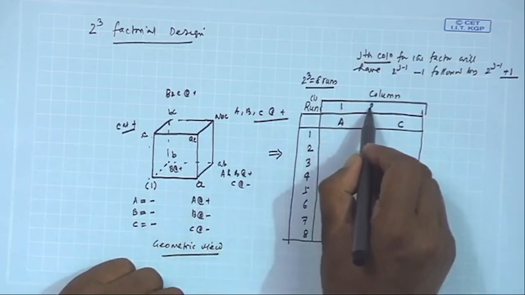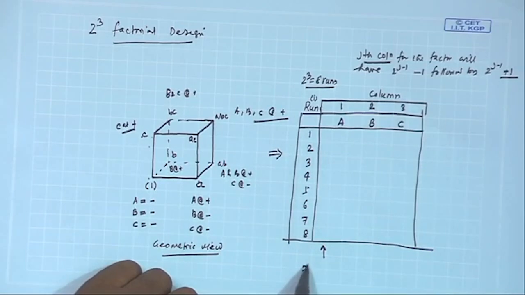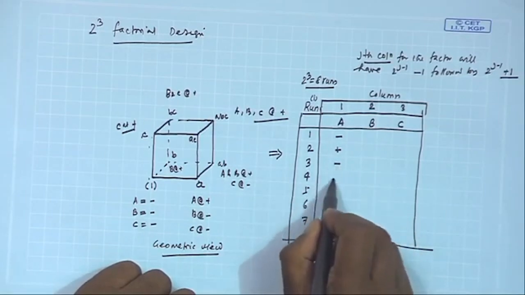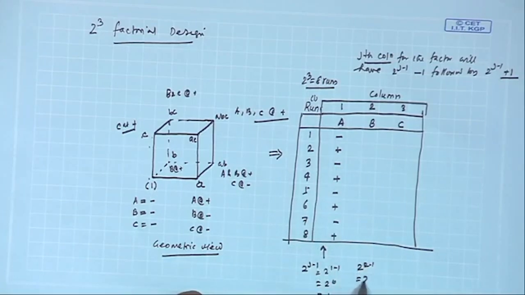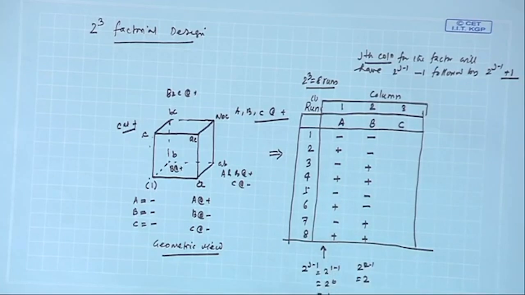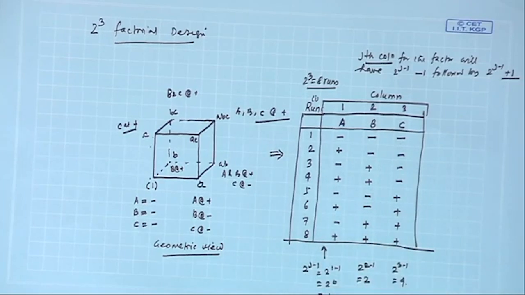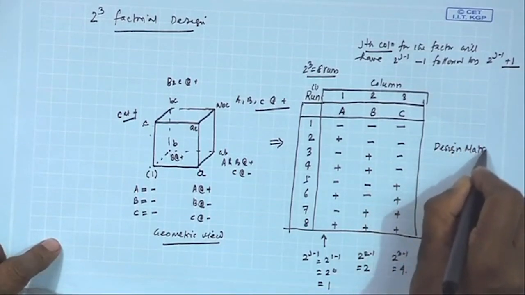Suppose this is my first column, this is my second column, this is my third column. How many plus minus repetitions will be there? 2 to the power j minus 1 equal to 2 to the power 1 minus 1 equal to 2 to the power 0 equal to 1. So, 1 minus followed by 1 plus, you repeat this. For the second column, it will be 2 to the power 2 minus 1 equal to 2. So, 2 minus followed by 2 plus. What will be the third one? 2 to the power 3 minus 1, basically 4. So, 4 minus followed by 4 plus, this will be the repetition. So, this matrix is known as the design matrix.